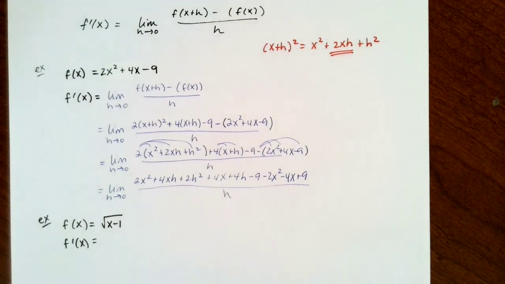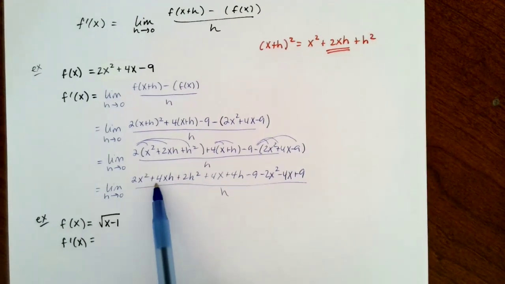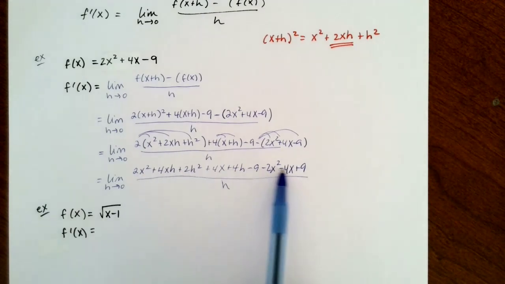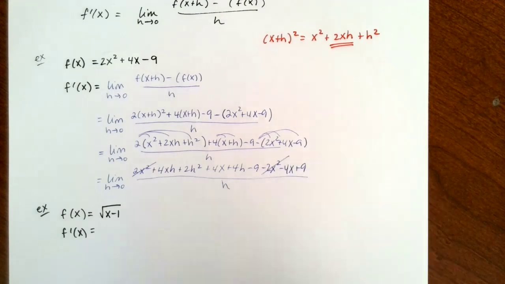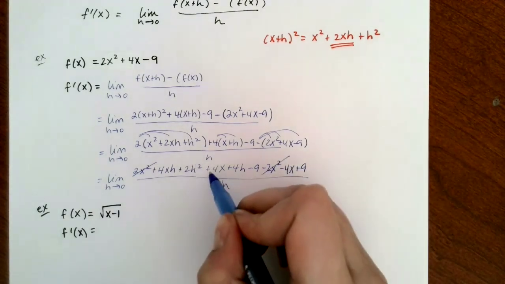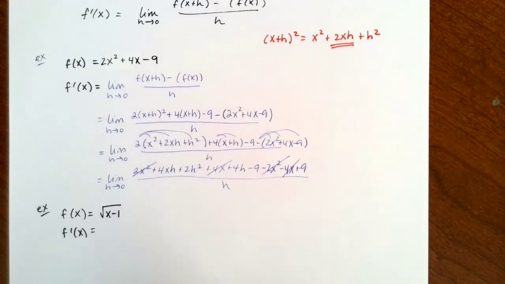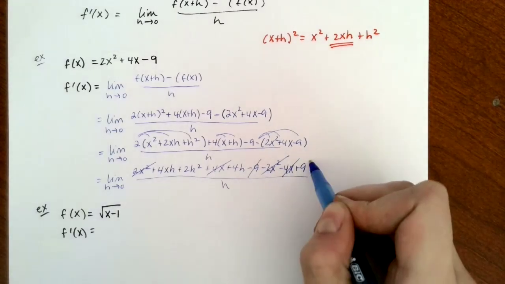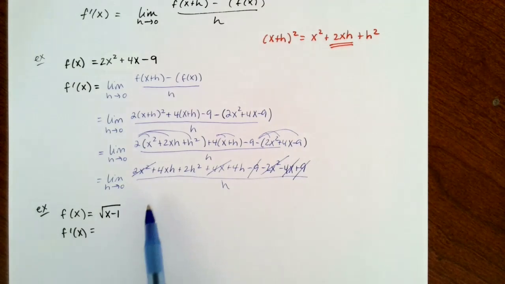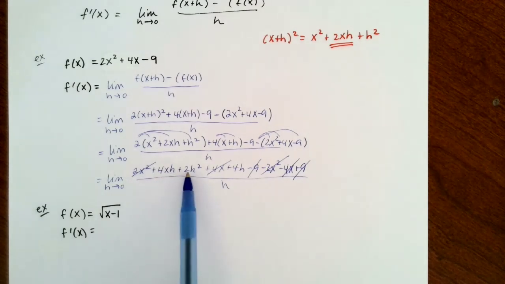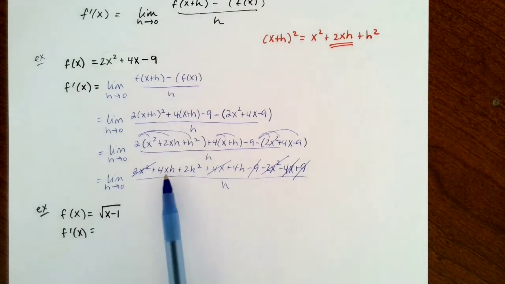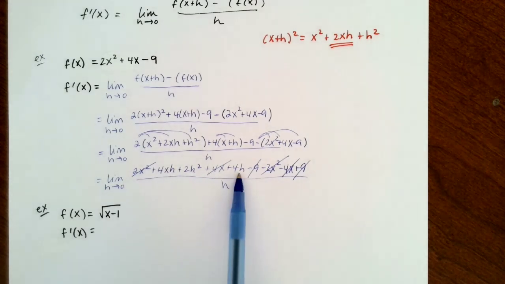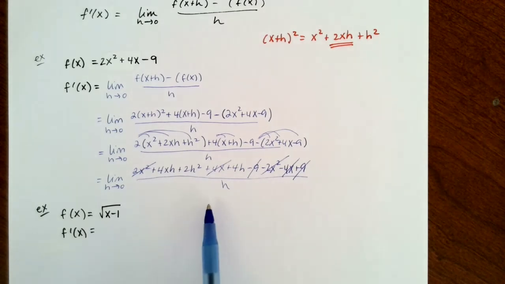Okay, so now we're going to go hunting through this numerator and cancel anything that cancels. The first thing my eyes see is 2x squared minus 2x squared. I also see plus 4x minus 4x, and then minus 9 plus 9. And I'll do a quick check of what's left: 4xh, 2h squared, and 4h. None of those cancel each other. So that's what's left of my numerator, which is much, much easier to deal with.